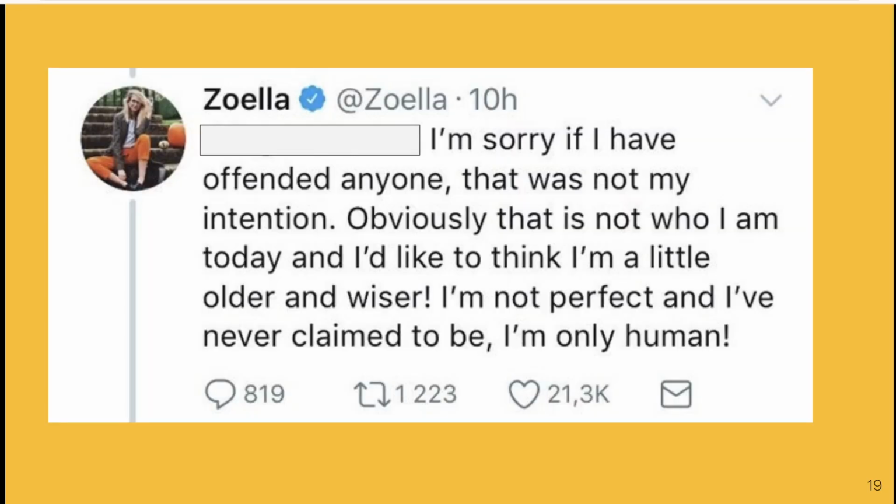One last example. There are only two examples here, but they're two very good examples. "So I'm sorry if I have offended anybody. Not my intention." I guess you could claim that is ignorance, right? It's not my intention.